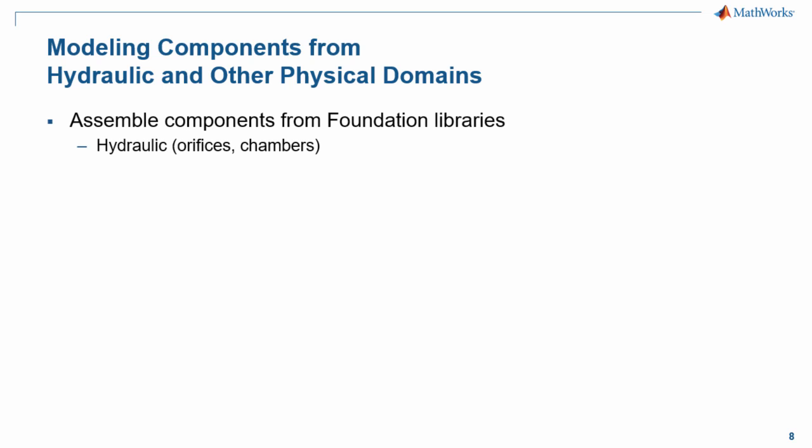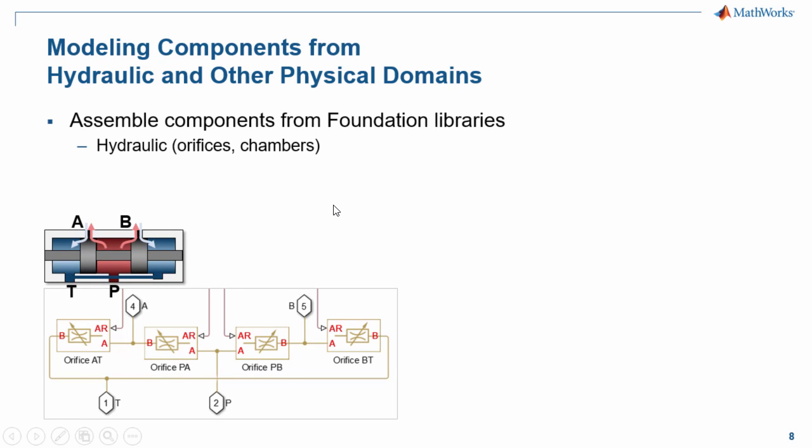Let's look at a hydraulic valve. A hydraulic valve consists of passages that connect the pump port and the tank port to the A and B ports of the valve. You can see the structure here in Simscape. Variable area orifices open and close to connect the pump to the A or B port of the valve. Similarly, other variable area orifices can connect those ports back to the tank.